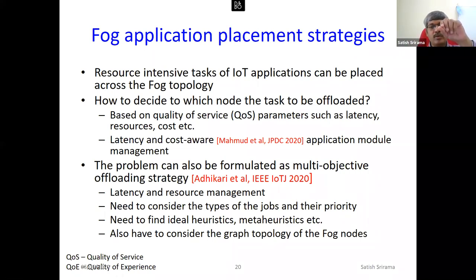These are following my bottom-up fog applications. That's a big problem because multi-objective optimization problems are NP-hard. So you need to have perfect heuristics and meta-heuristic solutions for that. And of course, we also have to consider the graph topology for all these things. These are the things which I will be discussing in the coming 10 to 15 minutes. And I will give you hints where the research can basically proceed.